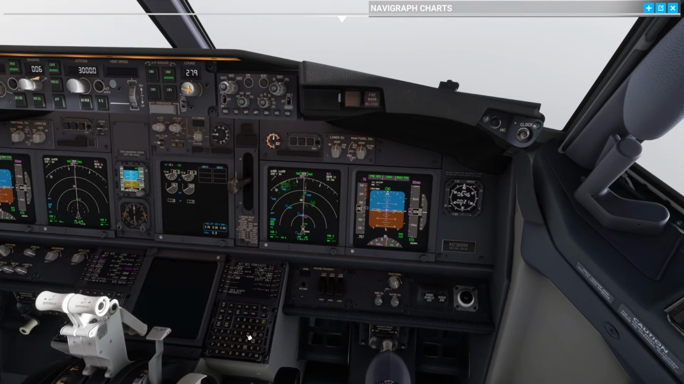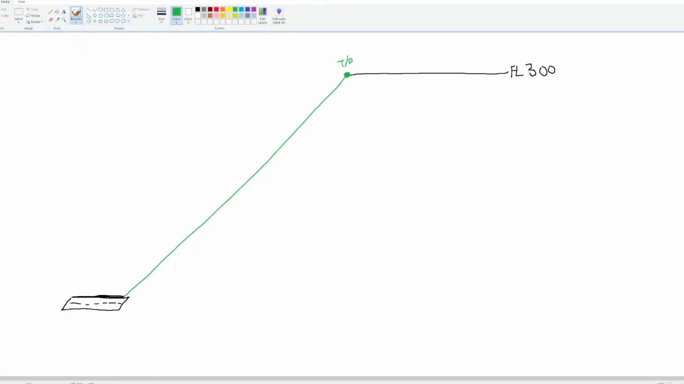So let's go back and have a look at our chart here. So we're at flight level 300, and we just noticed that our top of descent point has moved. So that's fine. What we see now from our top of descent all the way to our runway is our optimum path. Let's call it the OPT, the optimum path. That is the optimum descent path.